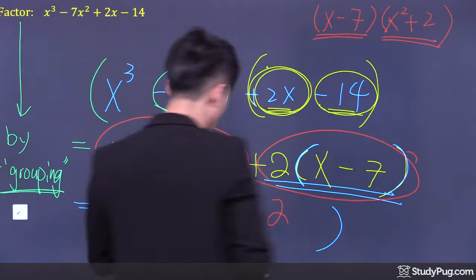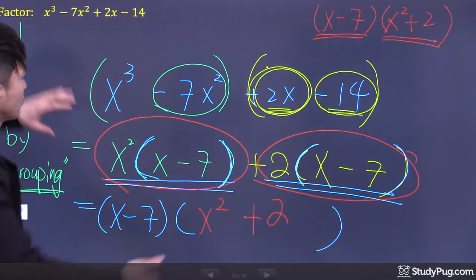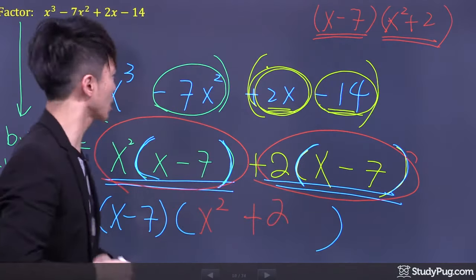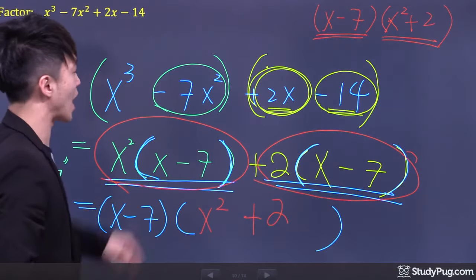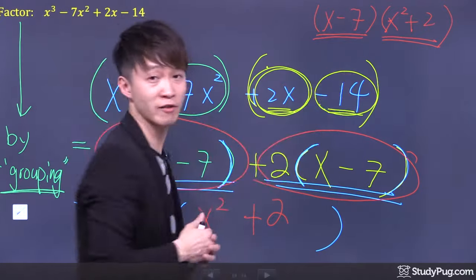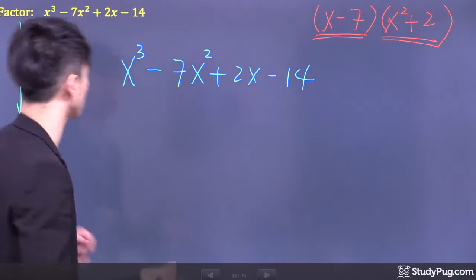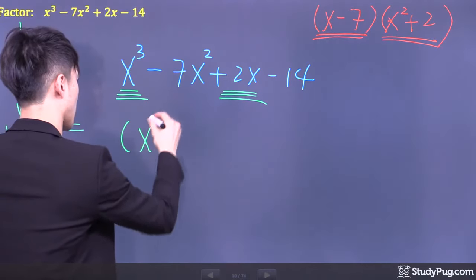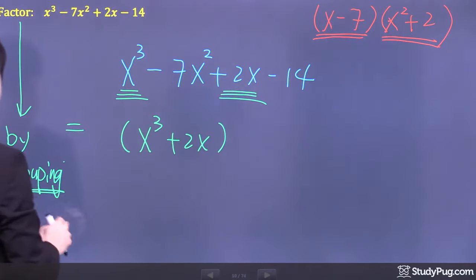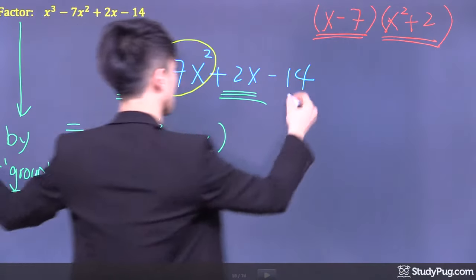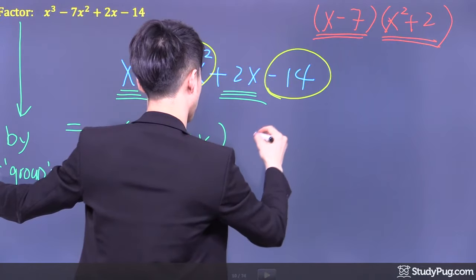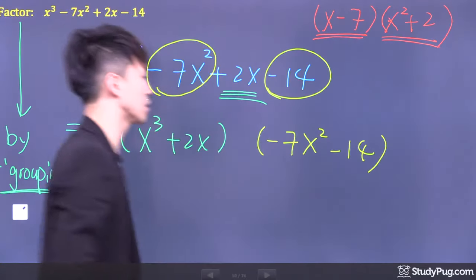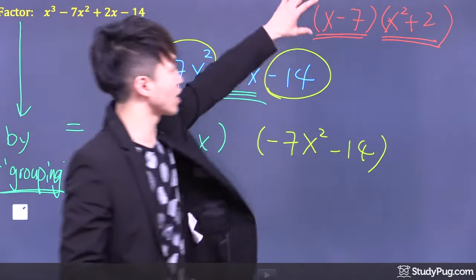Okay, good. So guys, you might be wondering now, how did I know to group the first two terms together, the last two terms together? Can I do it another way? Can I group the first term and the third term as one family, and the second term and fourth term as another family? Let's see. So now let's take another approach. Let's group the first term and the third term as one family, x cubed and positive 2x. And now the second term and fourth term as another family, negative 7x squared and negative 14. Okay? And let's see if we're going to get the same answer at the end.